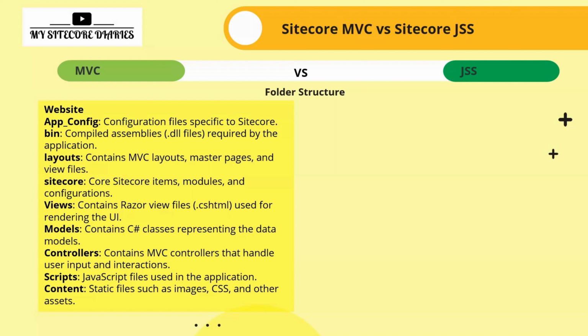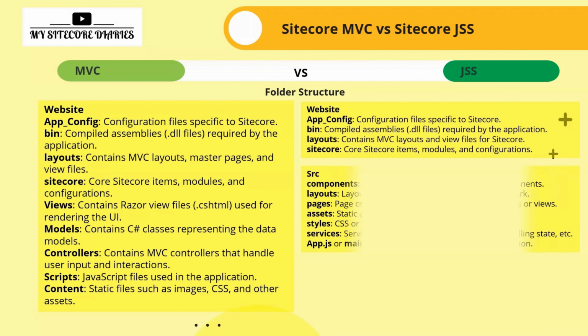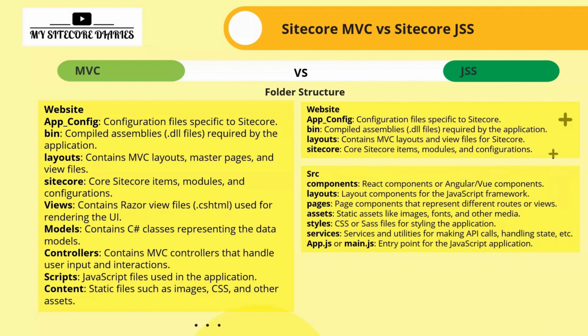So how is it in JSS, Nikhil? Yeah. So in JSS, the Sitecore part remains the same. We have app config for configurations, we have bin, we have layout, and we have Sitecore for all. But the change is we don't require layout from the Sitecore side because layout is defined in your front-end application, whichever you choose. So if we are talking about React, the front-end application has different folders. Majorly, we have a source folder, then we have components. In that folder, we have a structure where we define all the assets, styles, pages, services, layouts, and all those there.